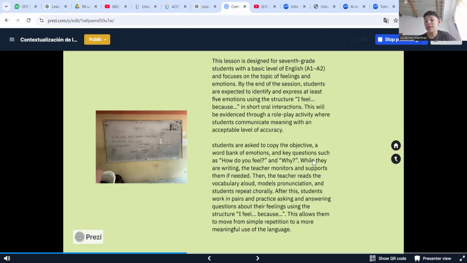Students are asked to copy the objective, a word bank of emotions, and key questions such as "How do you feel?" and "Why?" While they are writing, the teacher monitors and supports them if needed. Then the teacher reads the vocabulary aloud, models pronunciation, and students repeat orally.